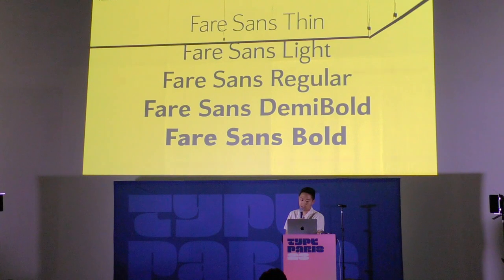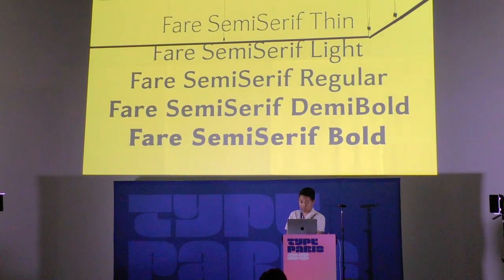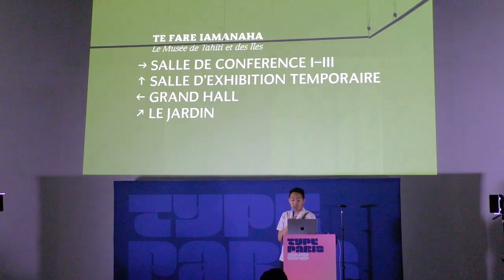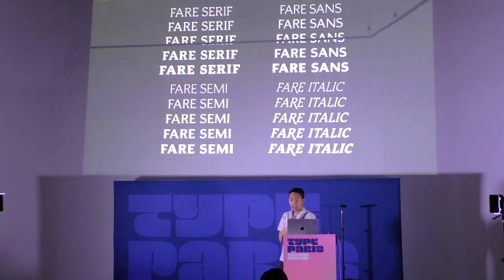Then we had the sans, and then we had the semi-serif, which is one of my favorites, the Fari semi-serif demi-bold. Fun fact, I had to change semi-bold to demi-bold because semi-serif came in, so it wasn't Fari semi-serif semi-bold, which is a mouthful. And then the italic, of course. So the whole family ended up looking like this. It was 20 fonts across a serif, a semi, a sans, and italic, and all of it is very cool.